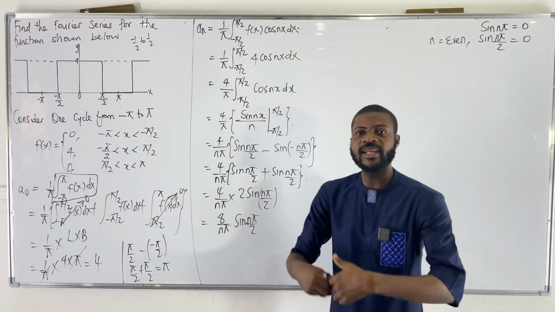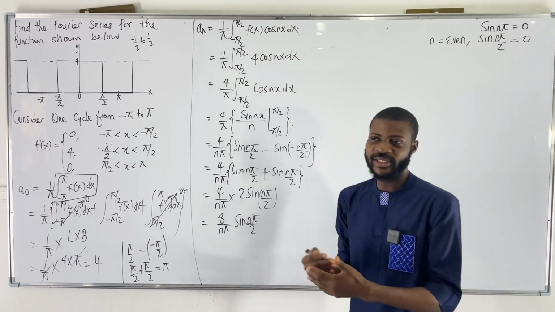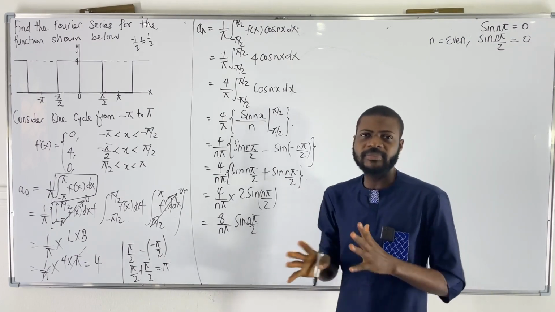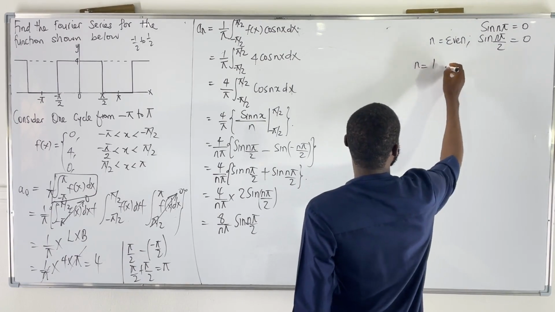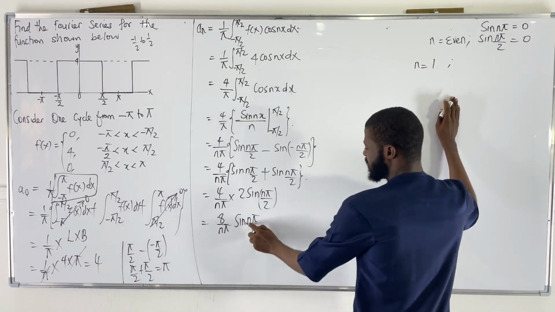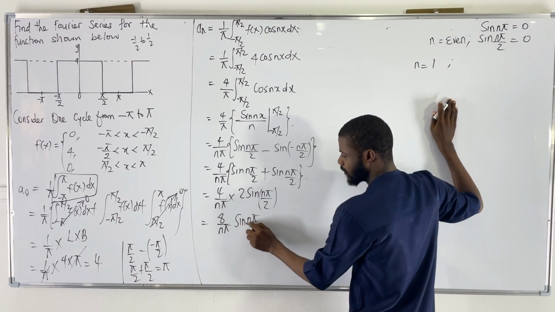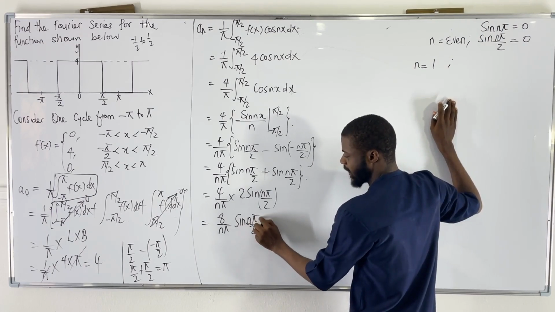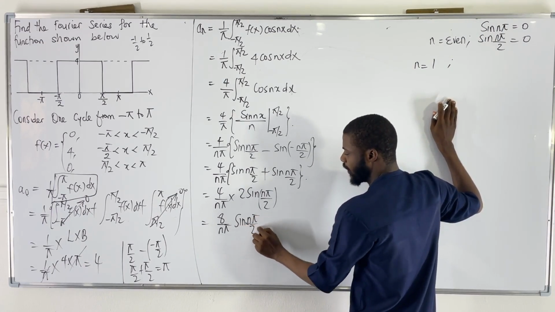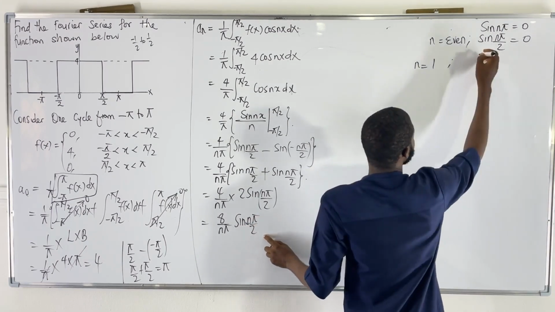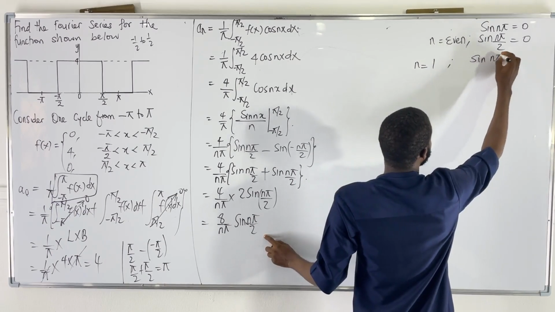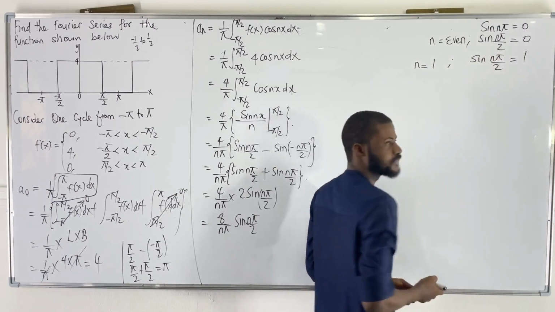Now, the next thing is when it is odd, but I feel like there's going to be a change in behavior. Let's start with when n is equal to 1. So when n is equal to 1, sine pi over 2, because 1 times pi is pi. So sine of pi over 2 is 1. Sine n pi over 2 is equal to 1.